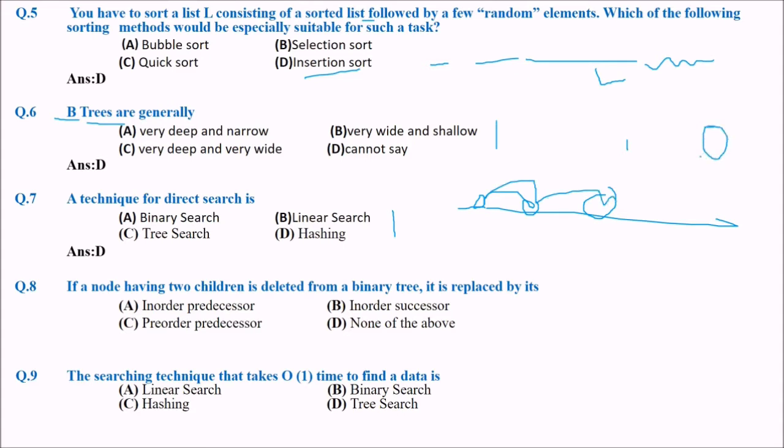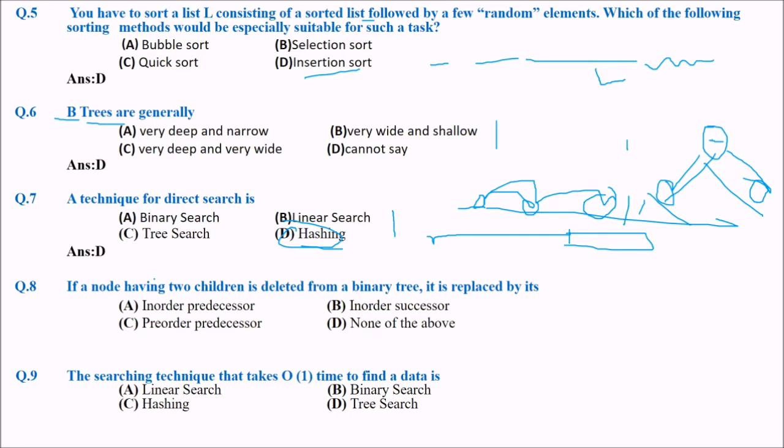In a tree, just like binary search, first you try to find at the root, then you go either left or right, and you proceed like this. But in hashing, you just go to the hashing function, and this hashing function will directly take you to the bucket where the element is. So this is a direct search. The answer would be D.